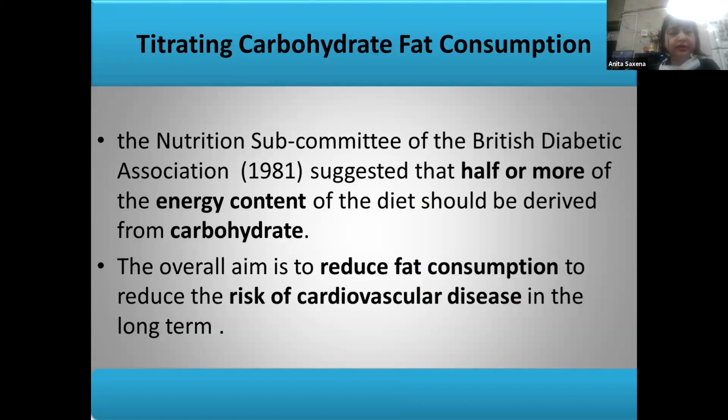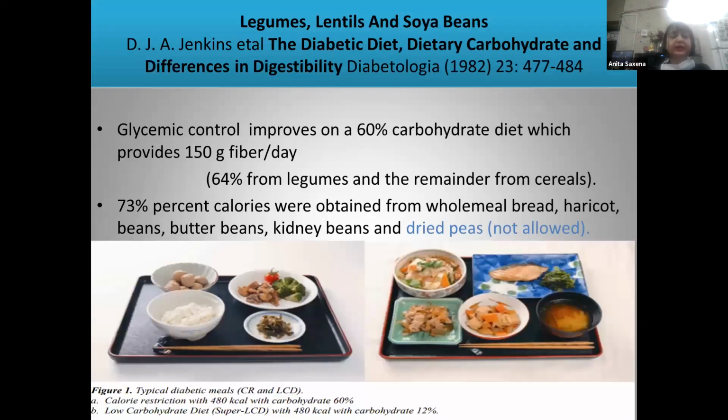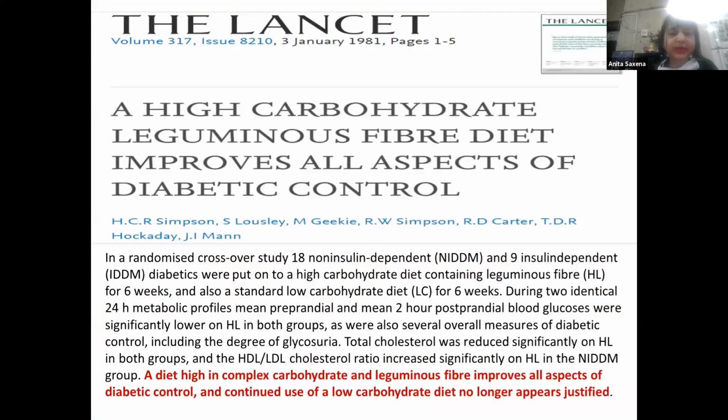Now, the Nutrition Subcommittee of the British Diabetic Association has suggested that half or more of the energy content of the diet should be derived from carbohydrate. The overall aim is to reduce fat consumption to reduce the risk of cardiovascular disease in the long term. The glycemic control improves on a 60% carbohydrate diet, which provides at least 150 grams of fiber per day. Now, this paper published in Lancet has shown that a diet high in complex carbohydrate and leguminous fiber improves all aspects of diabetic control, and continued use of a low carbohydrate diet no longer appears justified.